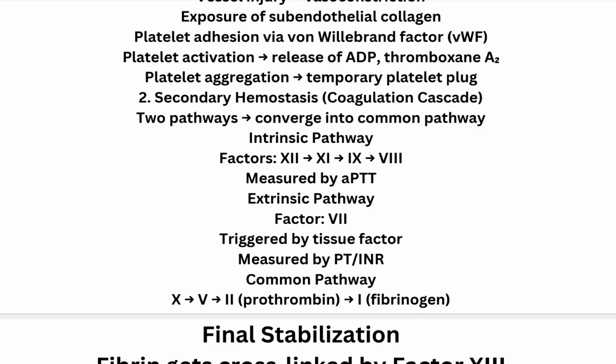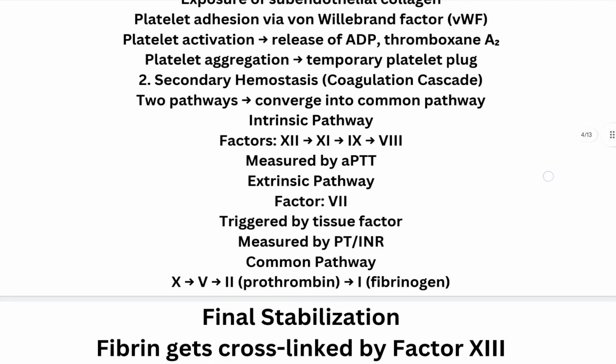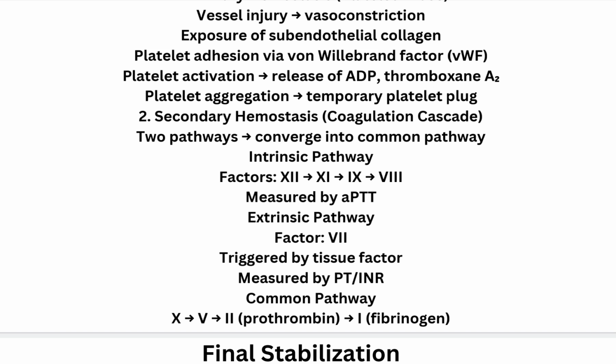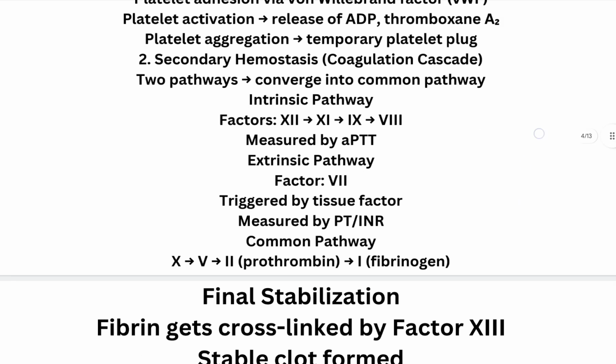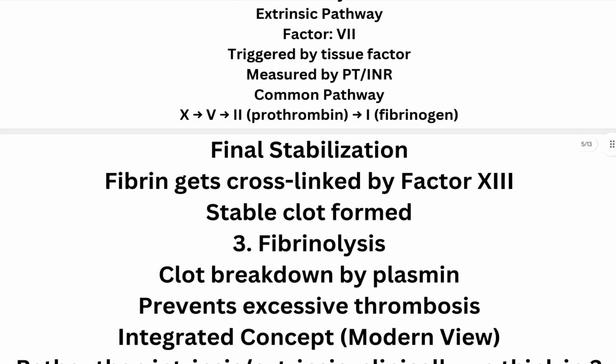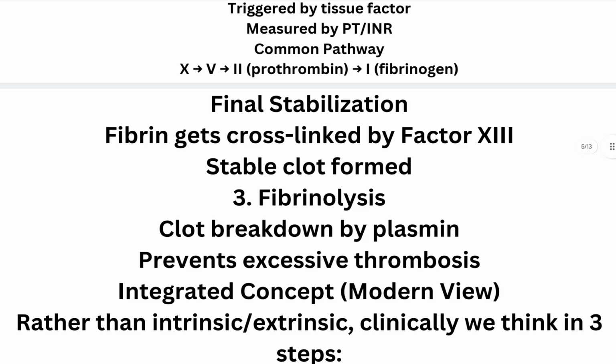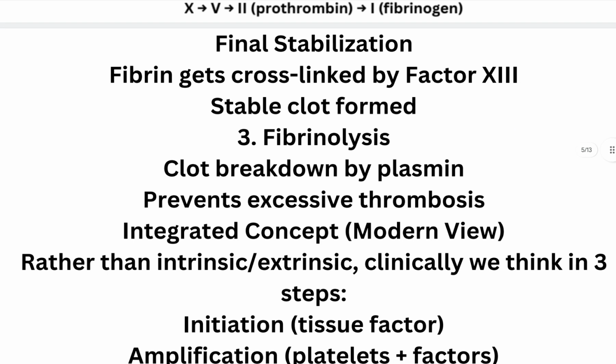Both the intrinsic and extrinsic pathways terminate in the common pathway, which is mediated by factor 10, factor 5 and factor 2, that is prothrombin, and later the fibrinogen, that is factor 1, and fibrin is stabilized by our factor 13, and calcium is required. So this is how our coagulation cascade leads to formation of a stable clot. As I told, it is cross-linked by factor 13 and calcium, so a stable clot is formed. There should not be excess clot formation, so it undergoes fibrinolysis by the enzyme plasminogen, mediated by plasmin.